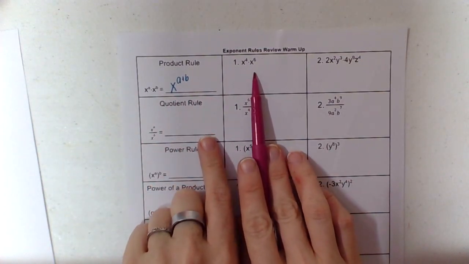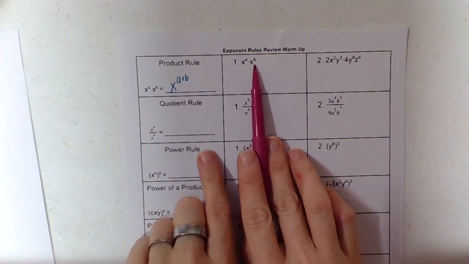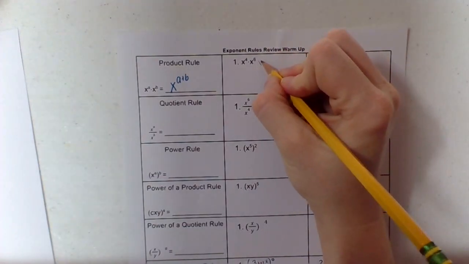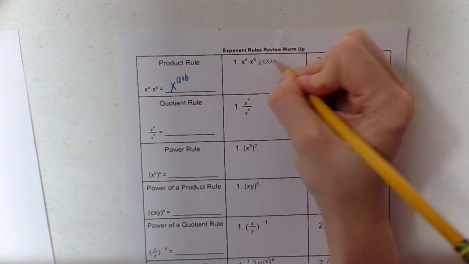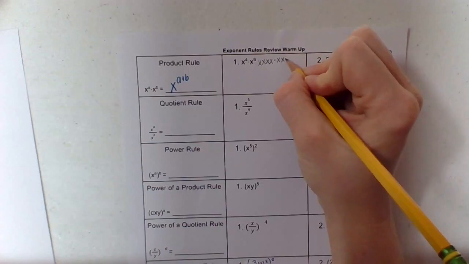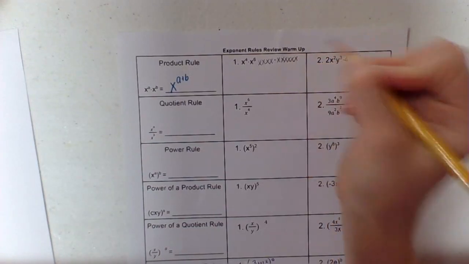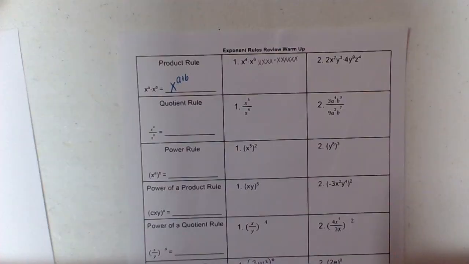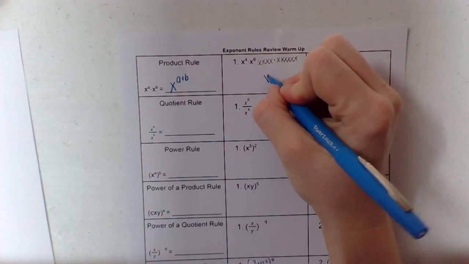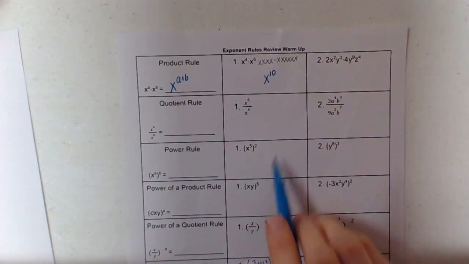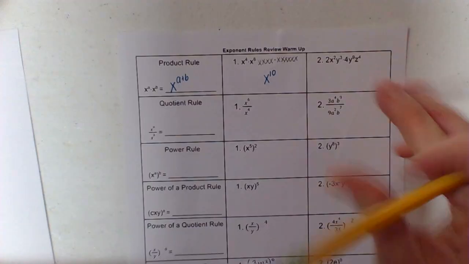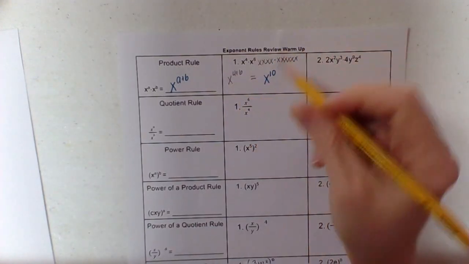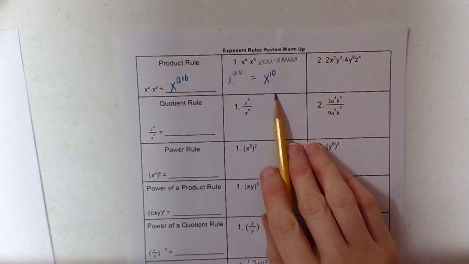So if we have a simple example, we have x to the 4th times x to the 6th. This could be fully written out as you have 4 x's and you have 6 x's. So you have 4 x's times 6 x's. It gives you a total of 10 x's, because we have x to the 4 plus 6 equals x to the 10th.